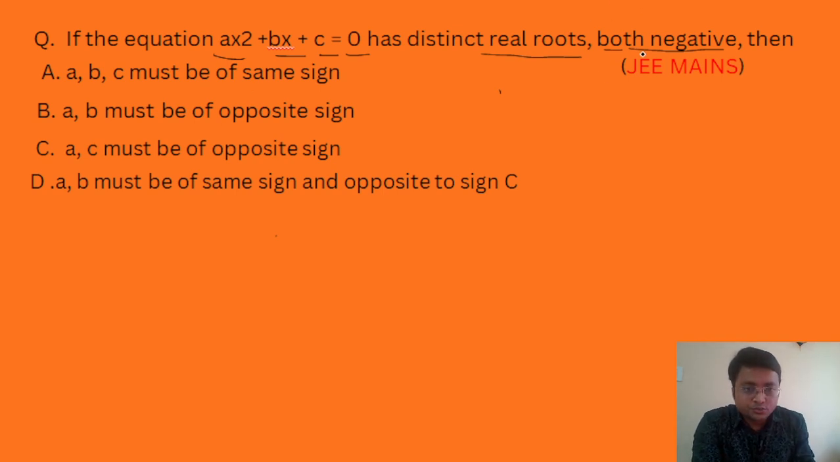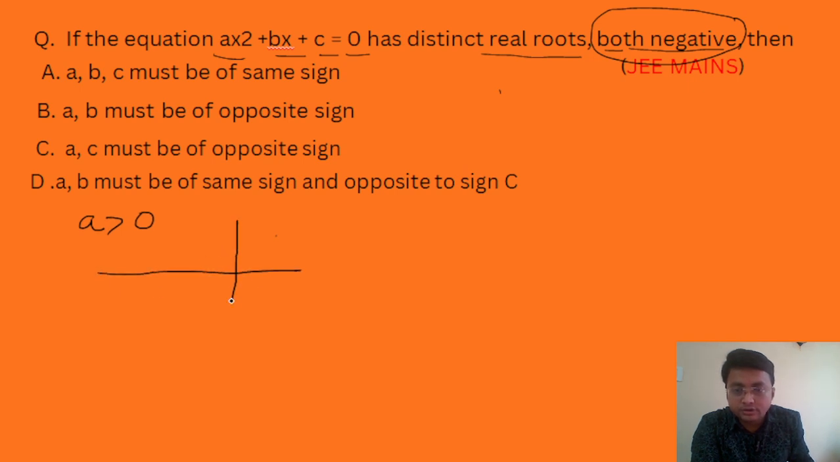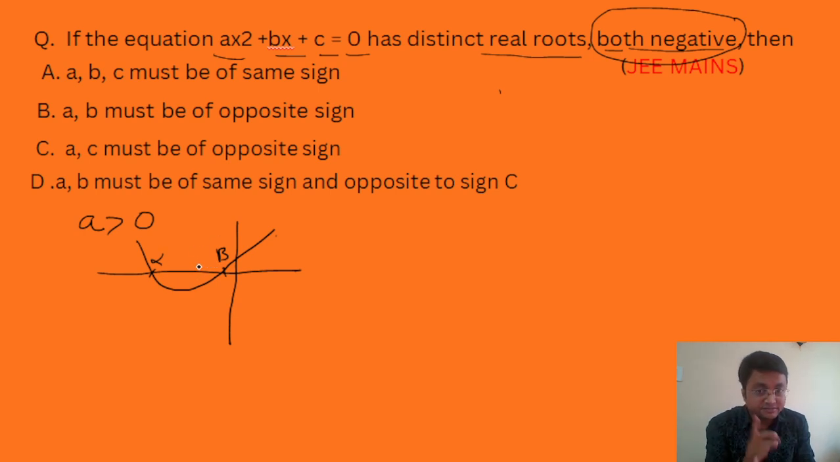So with this statement, what we can understand is both the roots are negative, right? So we can make cases. When a is positive, listen carefully, how can we draw the graph? When a is positive, the graph can be like this, and you can see that both the roots should be negative, so here it is alpha and here it is beta. Both are behind zero, so alpha and beta both are negative. This is the first case.